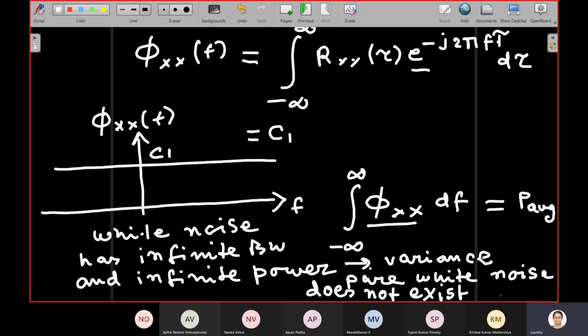We can have a process with infinite energy, as we have seen with periodic signals. They have infinite energy, but they cannot have infinite power. We cannot pump in infinite power. So pure white noise does not exist in reality. But what does it mean? Does it mean that we do not have white noise at all?